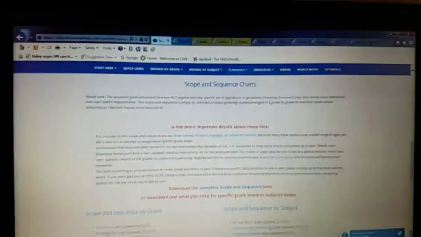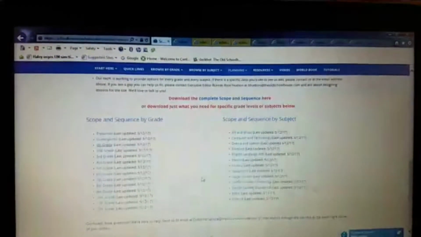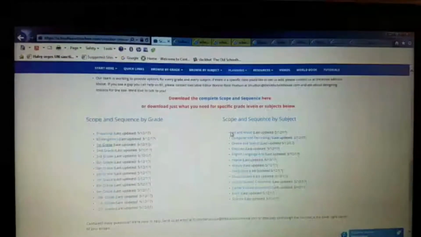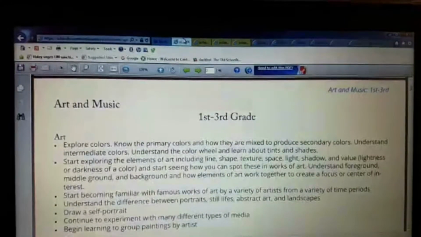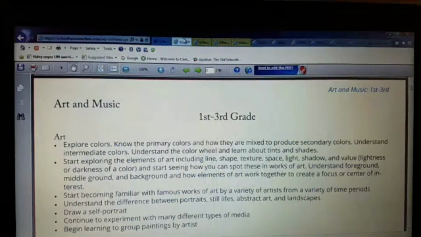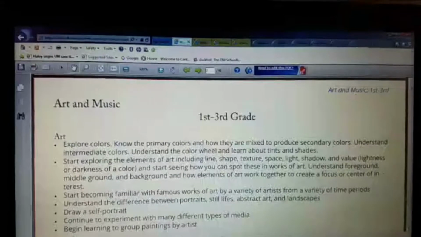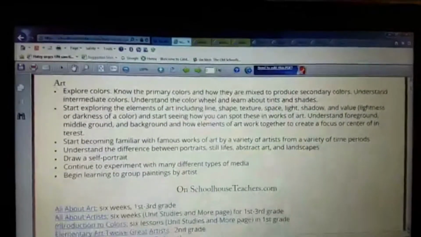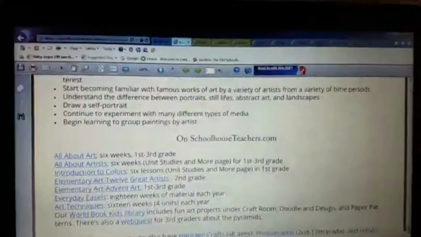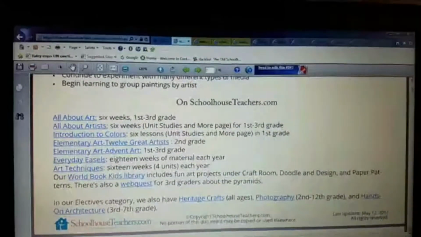But what I'm going to show you today is a quick link. You can either do it by grade or you can do it by subject. But let's say that I have a 1st grader. So I'm going to punch 1st grade right here, and it's going to take me to each subject. Now this tells me that in 1st grade, my student needs to do these things in art. They need to explore their colors. They start becoming familiar with famous works of art, begin learning to group paintings by artists.